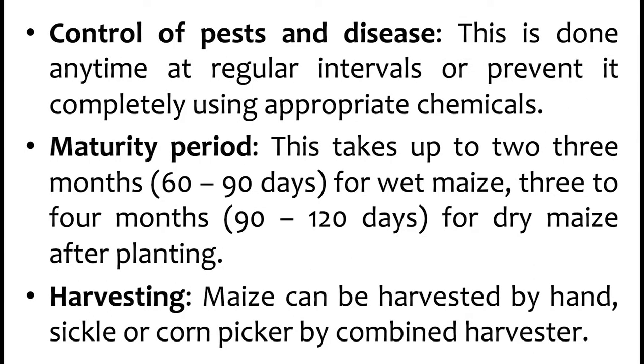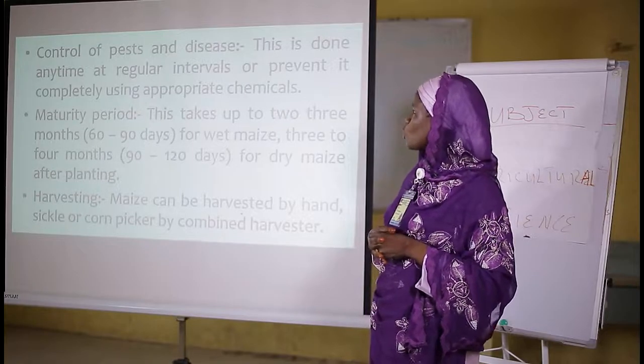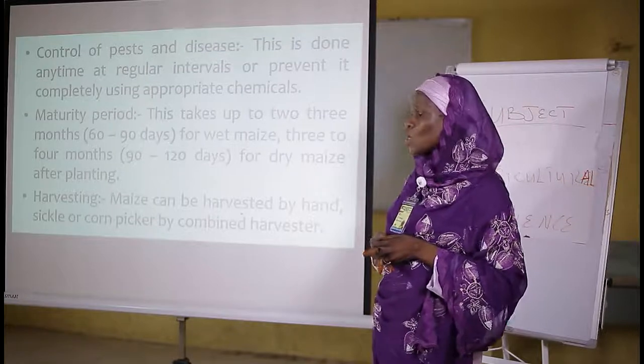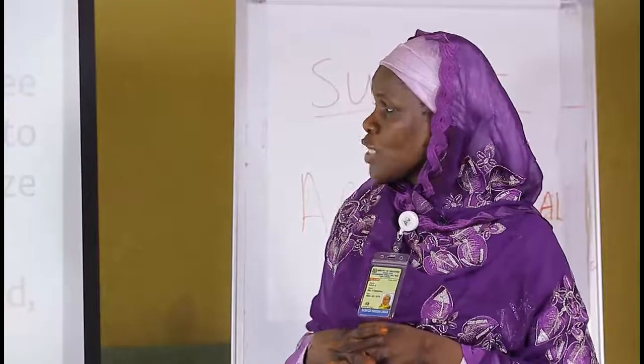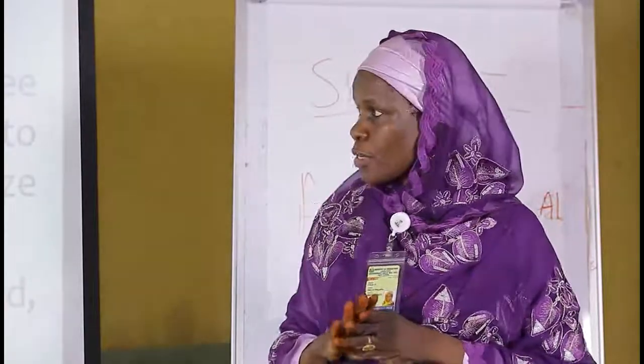Control of pests and disease. This is done anytime at regular intervals or prevent it completely using appropriate chemical. You are supposed to be controlling the pests and disease at regular interval using the appropriate chemicals.